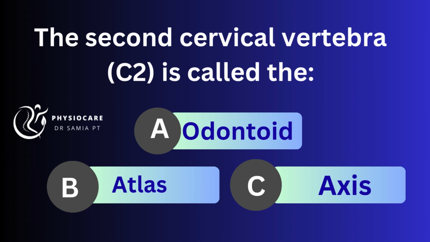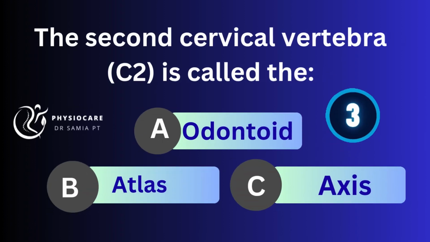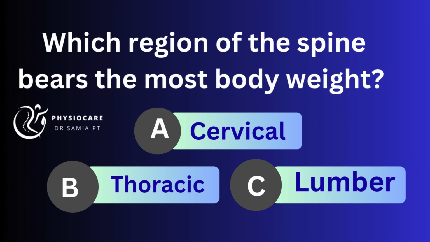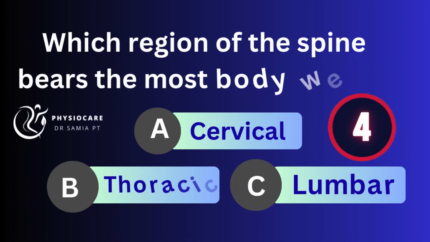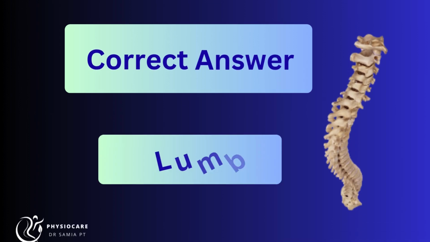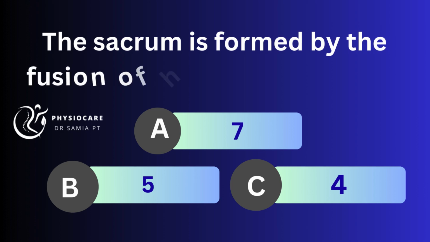A. Odontoid, B. Atlas, C. Axis. Correct answer is axis. Which region of the spine bears the most body weight? A. Cervical, B. Thoracic, C. Lumbar. Correct answer is lumbar. The sacrum is formed by the fusion of how many vertebrae?